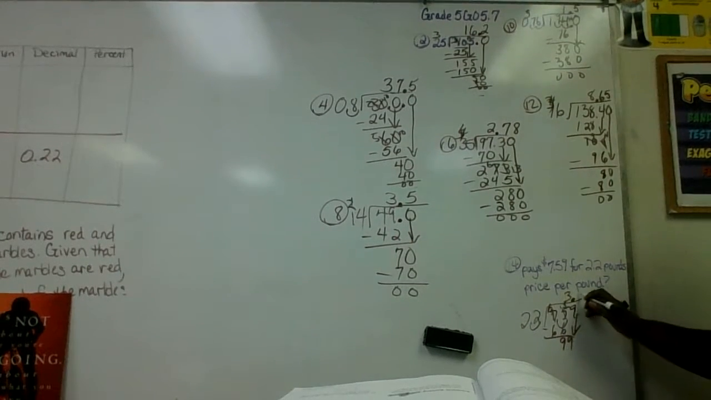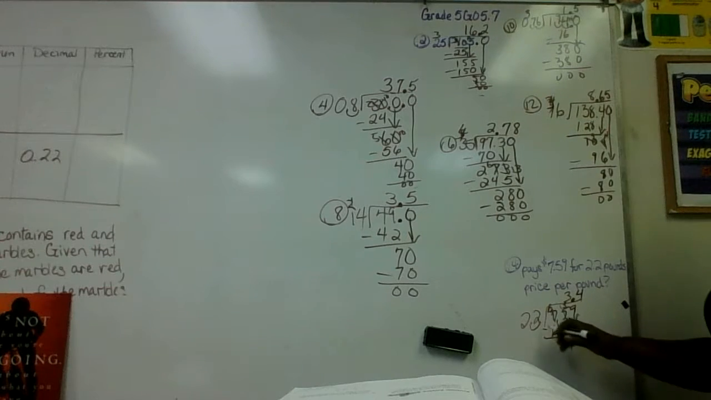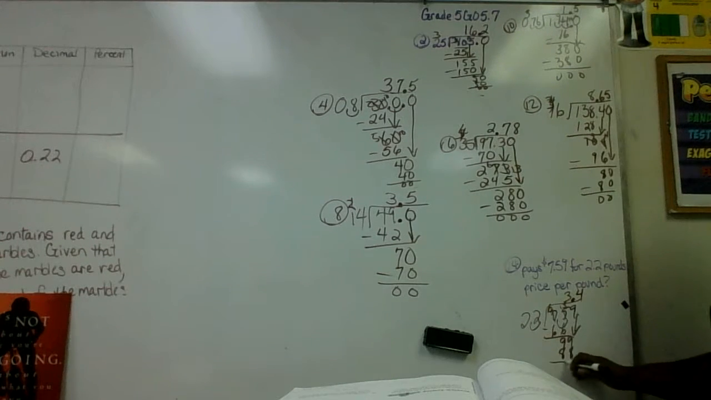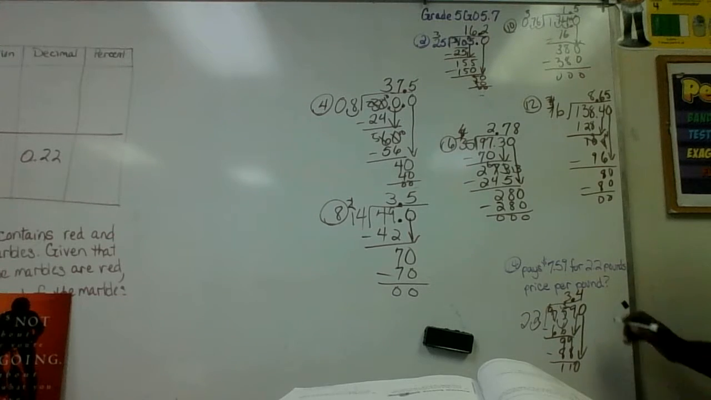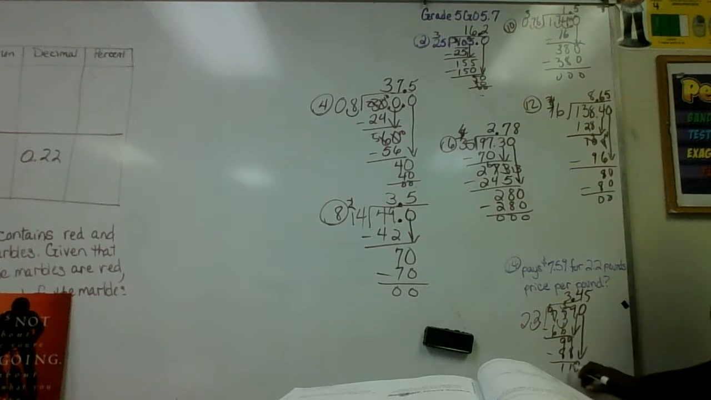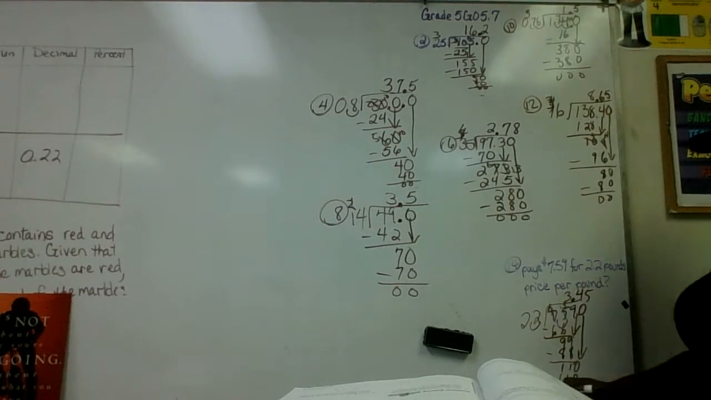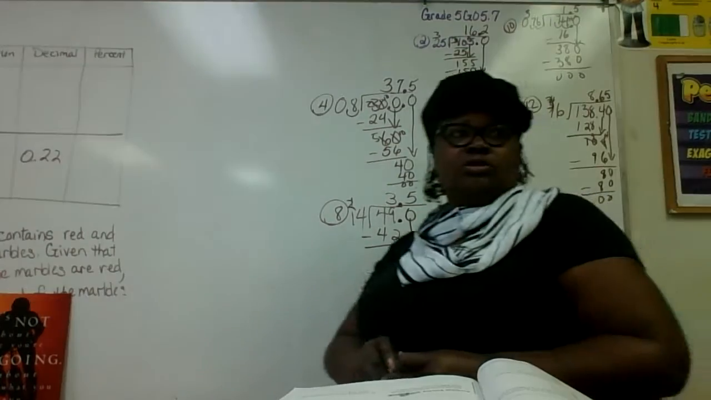We have 4. 4 times 22 is 88. When we subtract, we have 11. Add a 0. Bring it down. And then how many 22s are in 110? The answer is 5. 5 times 22 is 110. We subtract, and the problem is over. And there's nothing else to bring down.